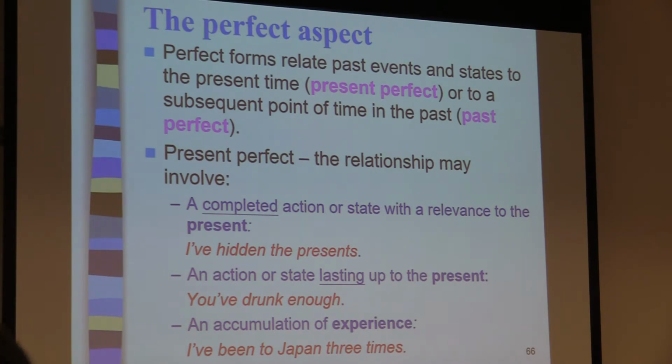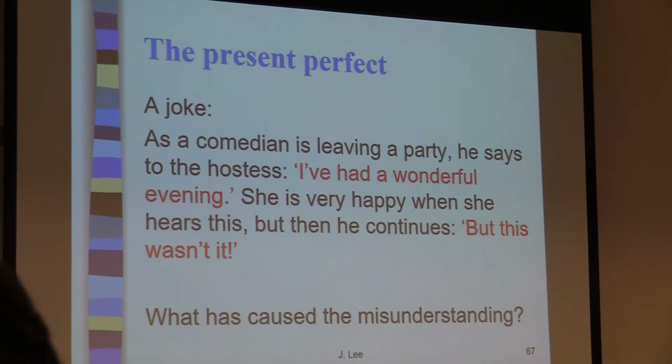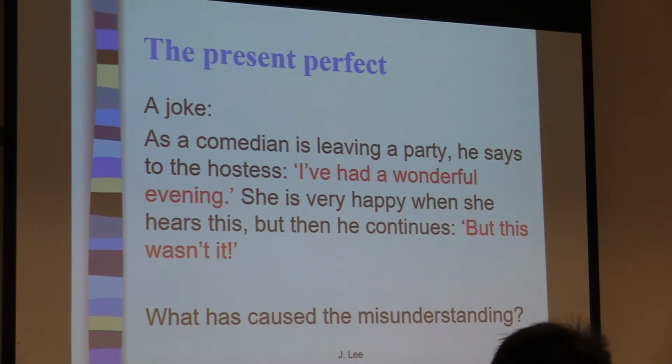Now here is a joke. Let's see what it is about. A comedian is leaving a party, and he says to the hostess, "I've had a wonderful evening." And then the hostess is so happy when she hears this. But then he continues, "But this wasn't it. I don't like this party actually." But he said, "I've had a wonderful evening." What has caused the misunderstanding?